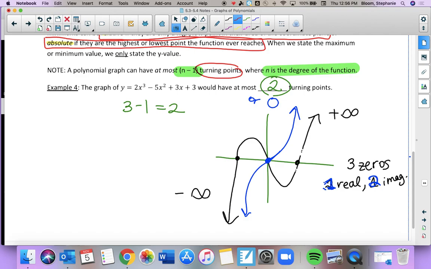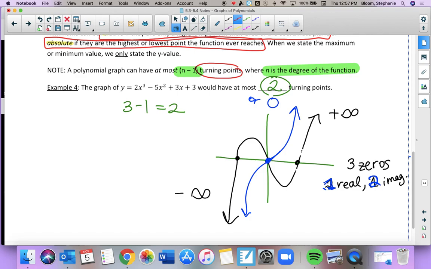Yes? Yep. Nope. So the leading coefficient is positive. So the right side would be positive. Yeah, I do right and left like this. Right, left. Is that how you do right and left? Okay, just making sure we're on the same page.